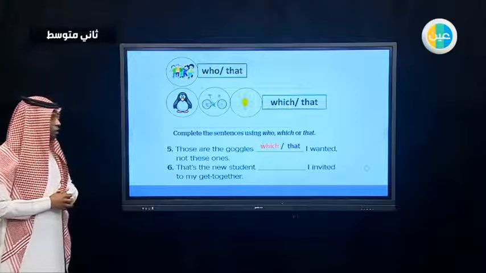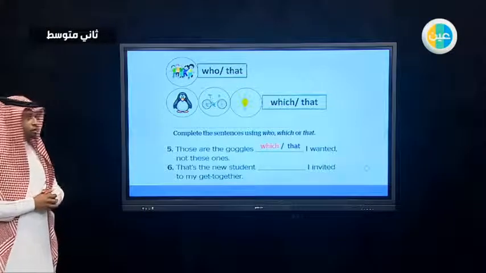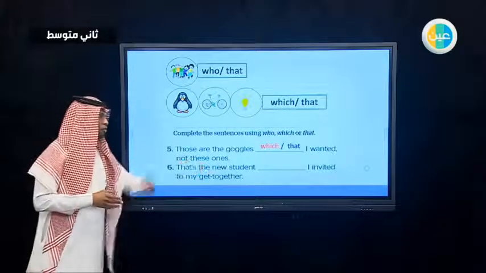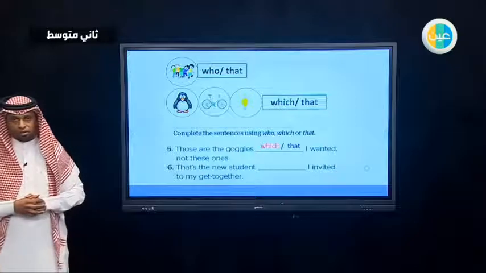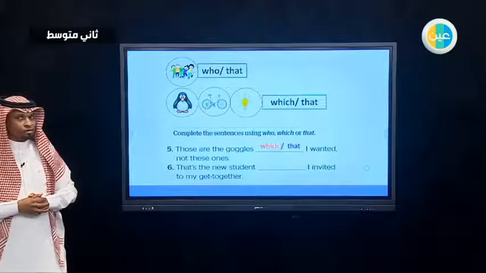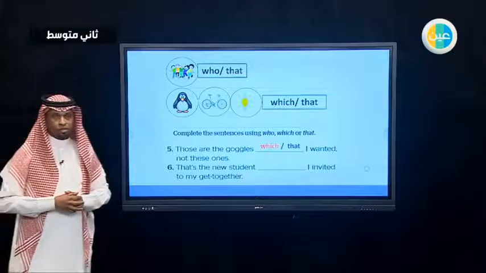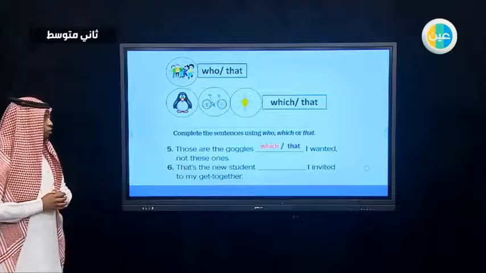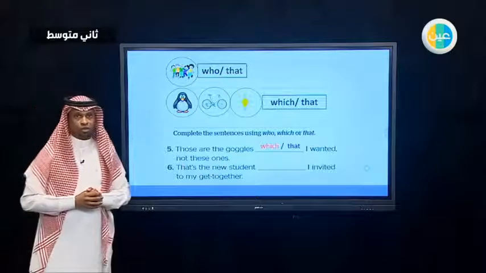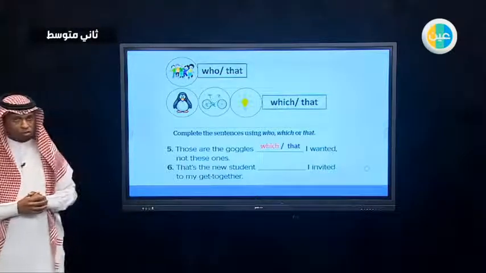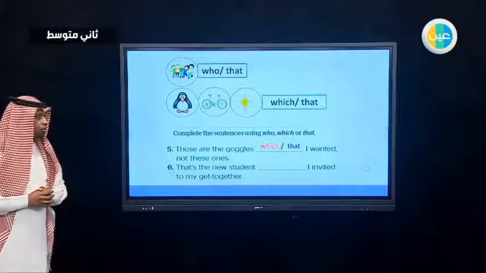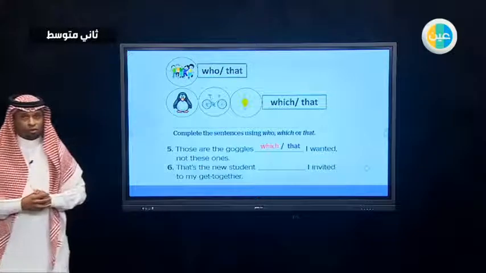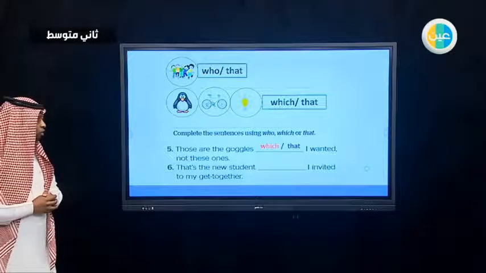And how about the next one? Number 6. That's the new student. The new student. It's not necessary to be a name of a person to have the answer who. Maybe some students make mistakes when they find the word which is not referring to a person, like a name of a person. So you need to be careful. Sometimes you need to understand the meaning of the word.